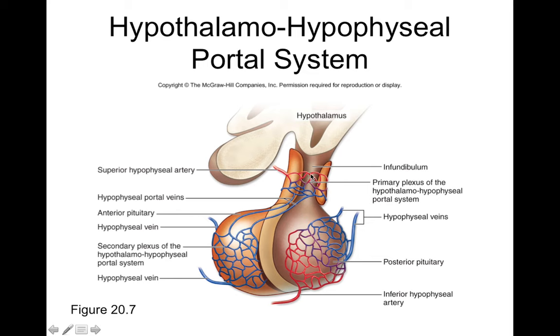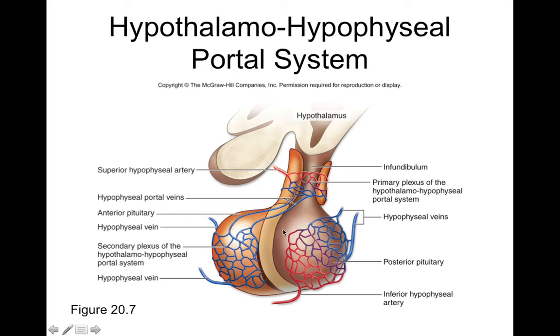So we want to carry blood from this area down to the anterior pituitary because that's where those hormones need to travel. We need the regulatory hormones released by the hypothalamus to get inside of this portal system and then travel through the bloodstream to the anterior pituitary, where those hormones can leave the bloodstream and excite the glandular cells of the anterior pituitary.